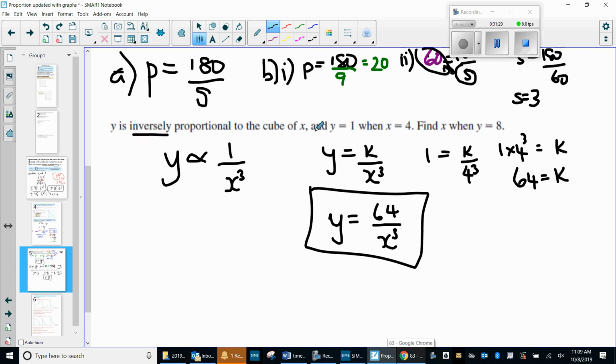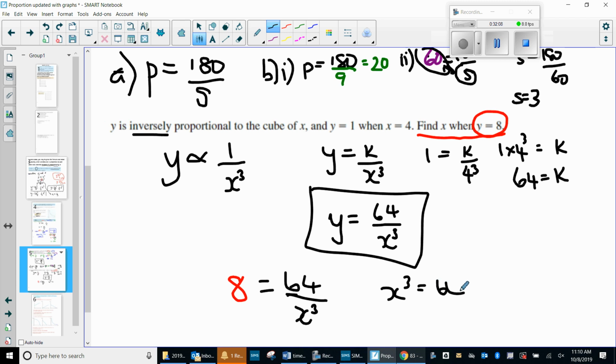Now, did it ask me to find a formula? No, but I know I have to do that. So I've done it no matter whether I've been asked to or not, because I know I'm going to need it. Because now the question has said, find x when y is 8. So I'm now going to substitute the value of 8 in place of the y. So it's going to be 8 equals 64 over x cubed. And again, our rule is that we switch these two things. So it becomes x cubed equals 64 over 8.